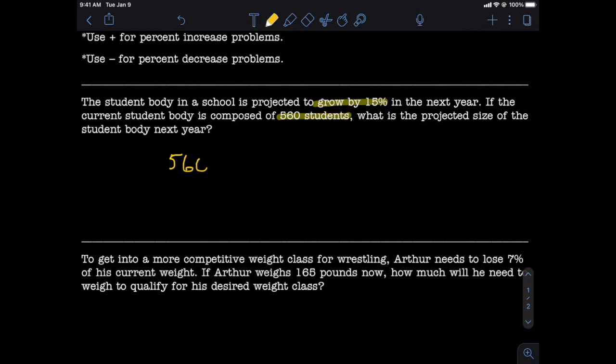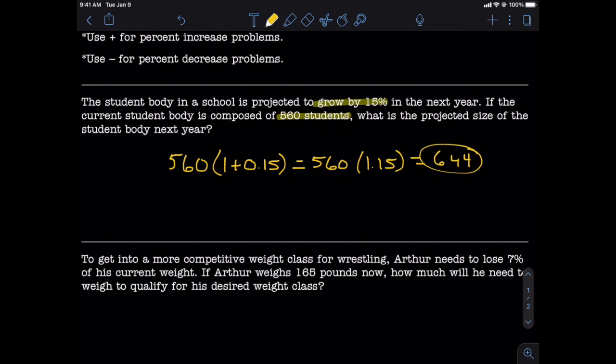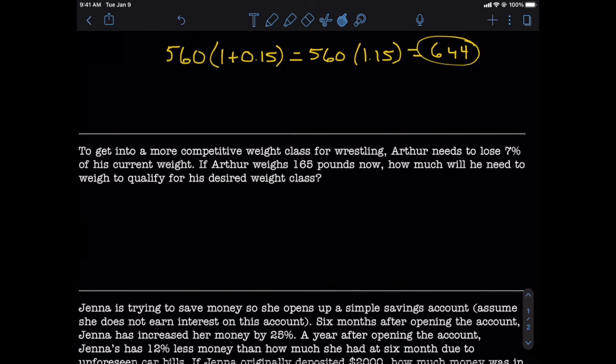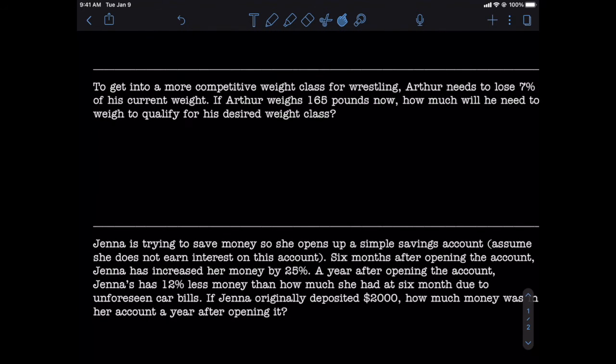560 is our original amount, so we're going to get 560 times 1 plus the decimal equivalent of 15%, or 0.15. We could enter this into our calculators exactly as it is, but let's do the addition inside the parentheses to make our calculations a little easier. 560 times 1.15 is going to give us 644 students. So the projected student body next year is 644 students. Like I said, these problems are easy for us if we have our calculators and we stick to our formula. Let's check out the next example.